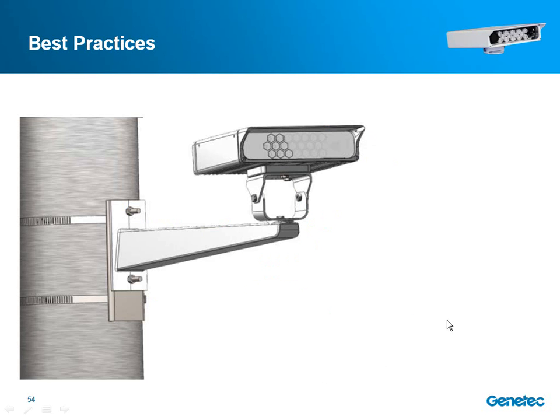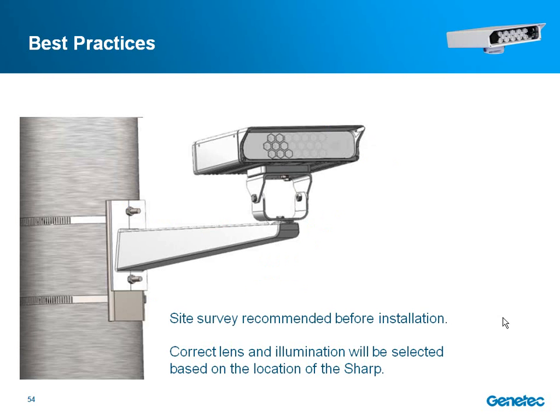With regards to the Sharp cameras, there's a few things we can do to help make the system function as well as possible. The first recommendation is that an adequate site survey is done before the purchase and installation of the Sharp cameras. This way we can evaluate if the camera is being set up in the best position to pick up as many plates as possible, and which type of lens and illumination would be most efficient in reading plates.